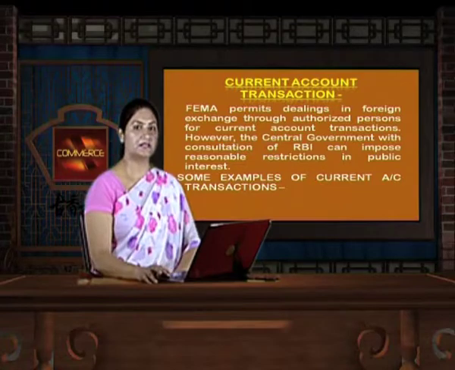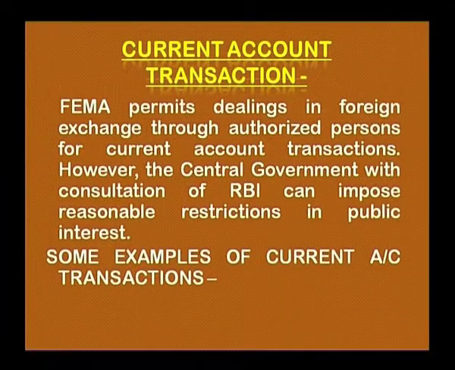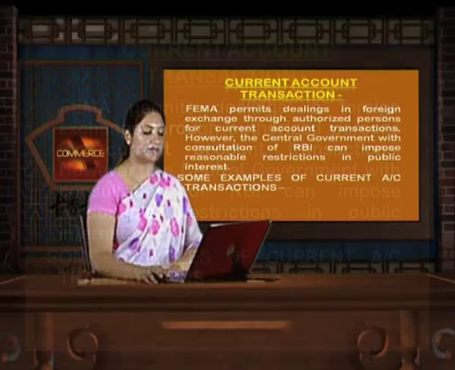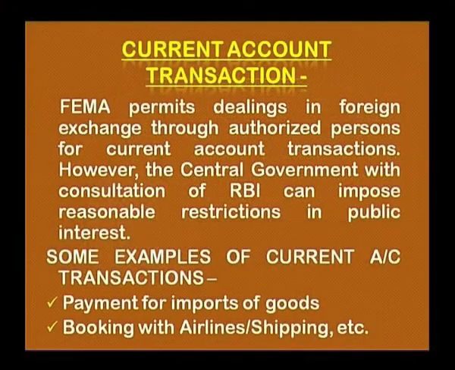Now, let us learn about the current account transactions. FEMA permits dealings in foreign exchange through authorized persons for current account transactions. However, the central government, in consultation with the Reserve Bank of India, can impose reasonable restrictions in public interest. Some examples of current account transactions are cited. Number 1, payment for imports of goods. Secondly, booking with airlines, shipping, etc.